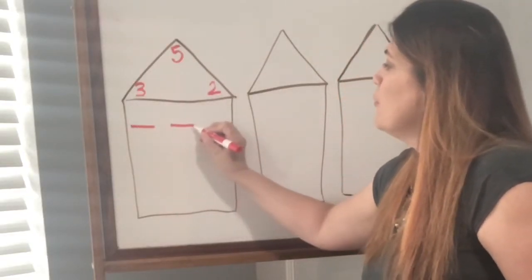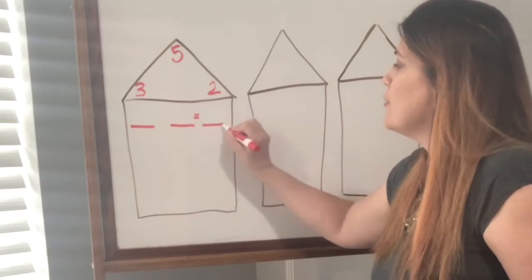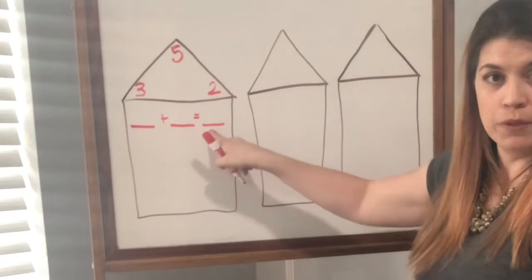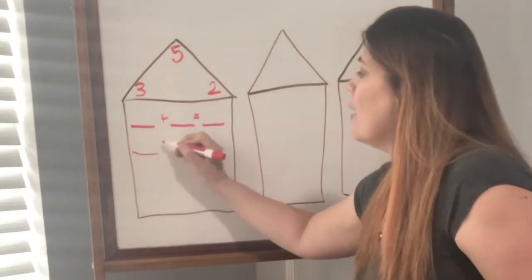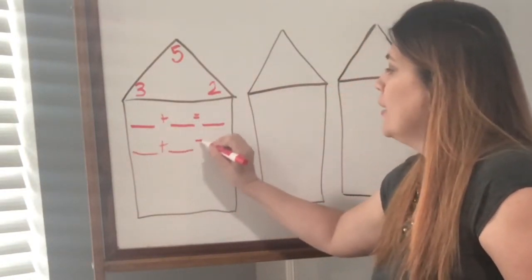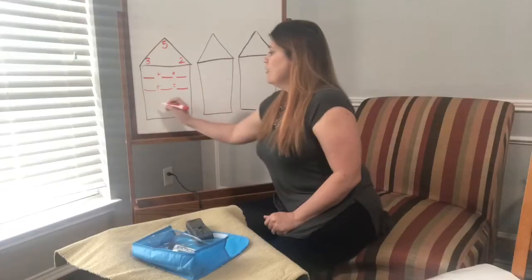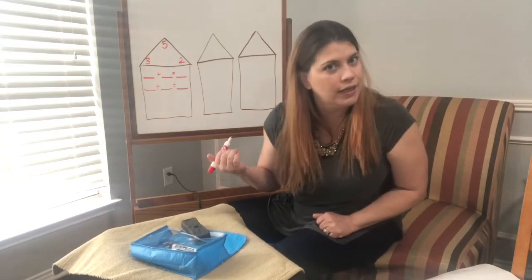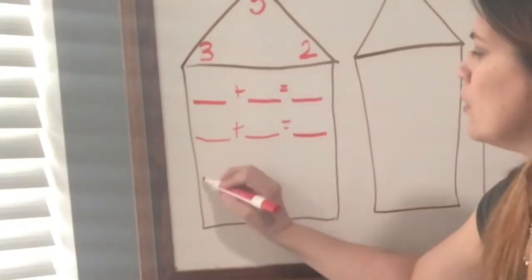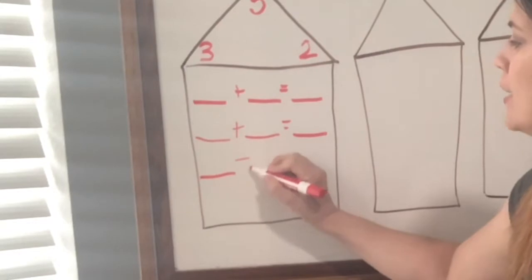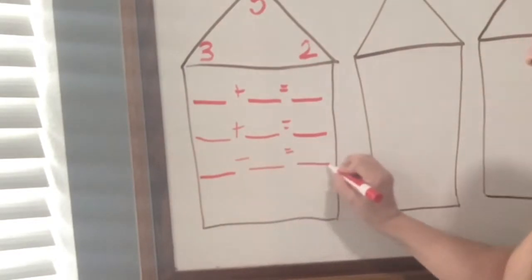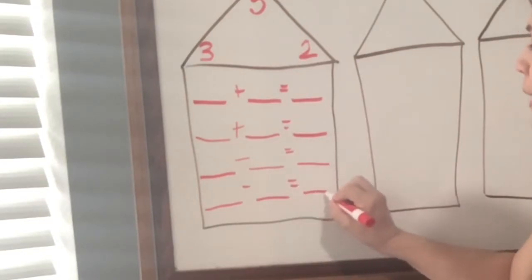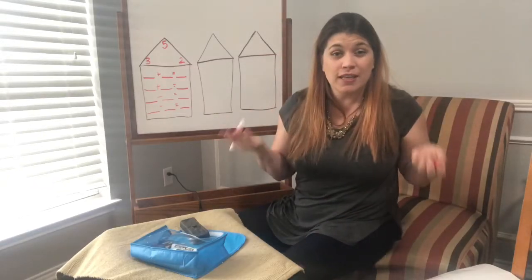Some of you remember this formula when we talked about it last week. You have blank plus blank equals blank. You have another blank plus blank equals blank. Then you have to do your subtraction, because did you know that subtraction and addition are related? They are. So, blank minus blank equals blank, and blank minus blank equals blank. Okay, now we get to plug in our numbers into the formula.